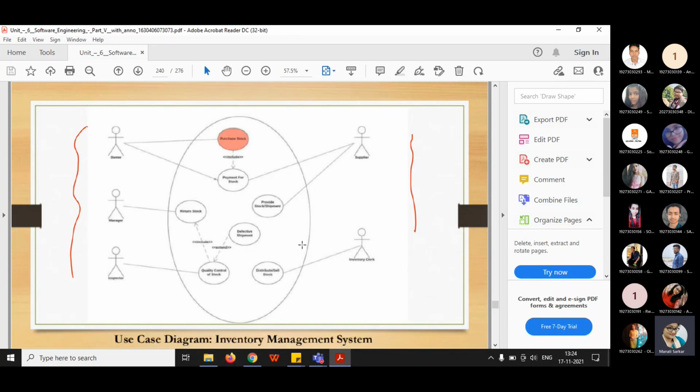Now in this system we have given ovals, but in general we give a rectangle. So this is a simple use case diagram of an inventory management system. Students, do you have any doubt with this diagram? Anyone having any doubt?